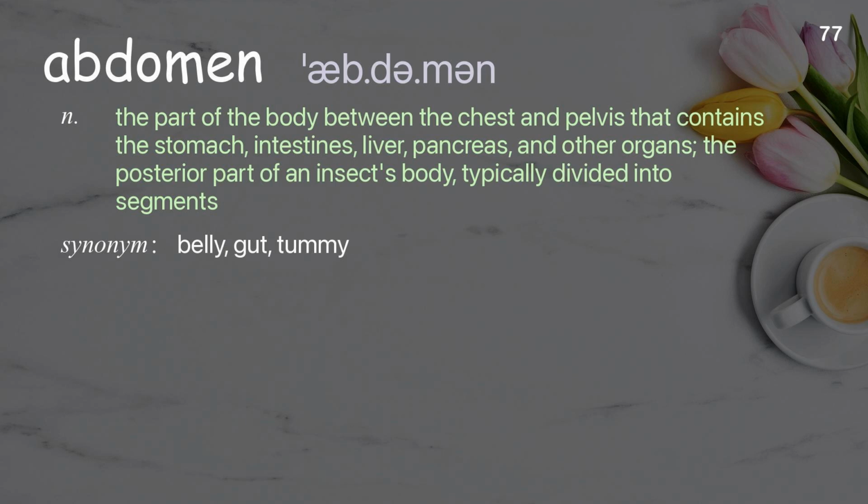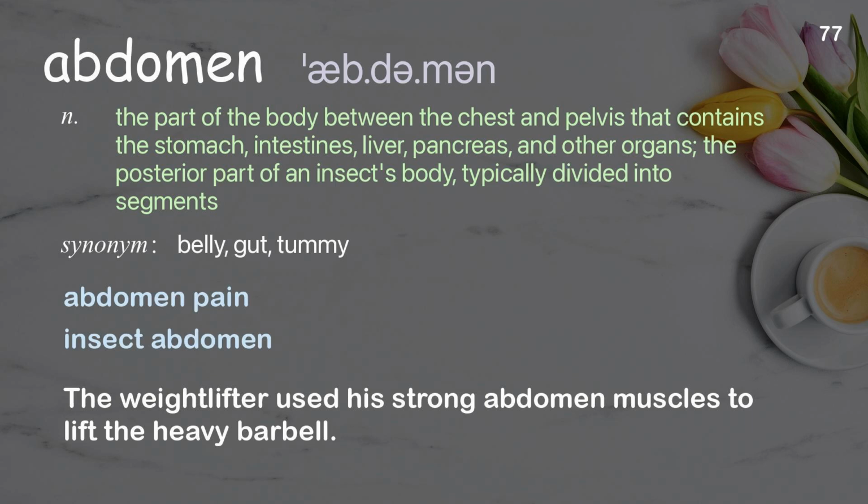Abdomen. The part of the body between the chest and pelvis that contains the stomach, intestines, liver, pancreas, and other organs; the posterior part of an insect's body, typically divided into segments. Examples: abdomen pain, insect abdomen. The weightlifter used his strong abdomen muscles to lift the heavy barbell.